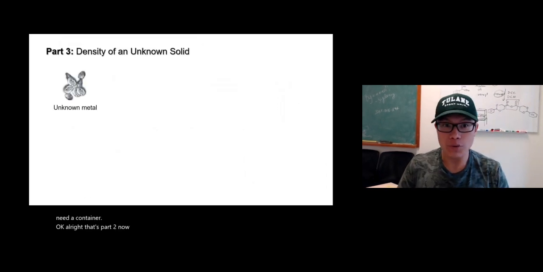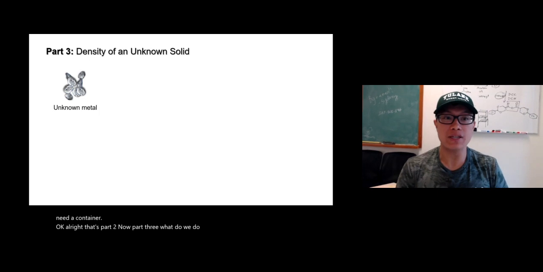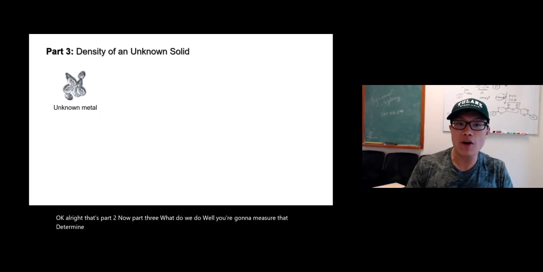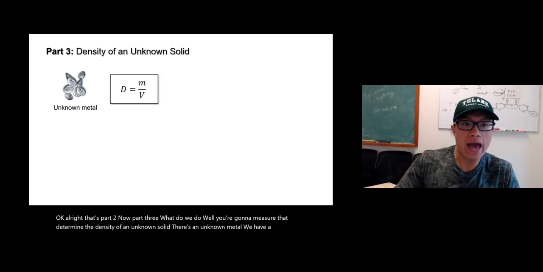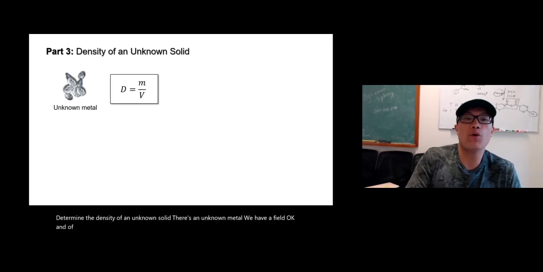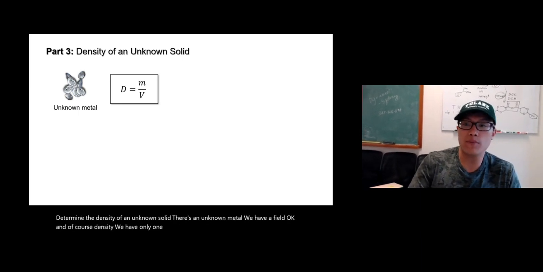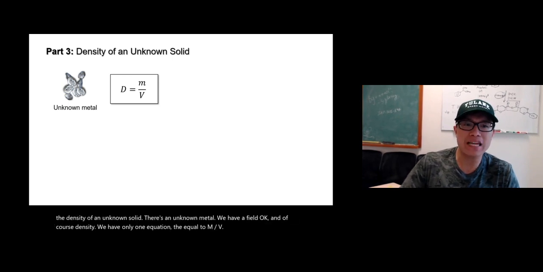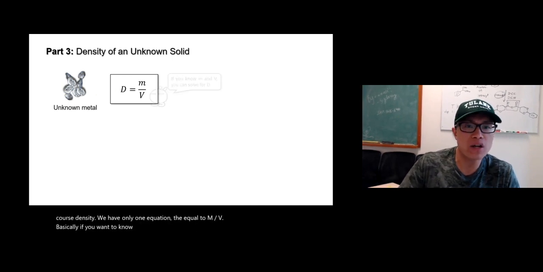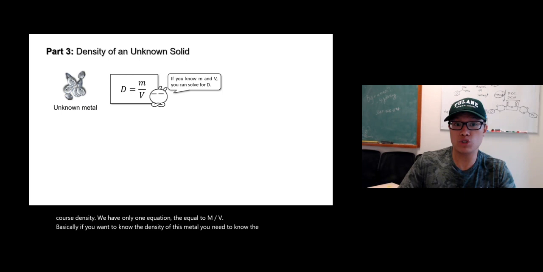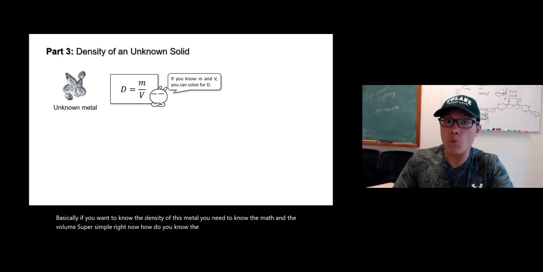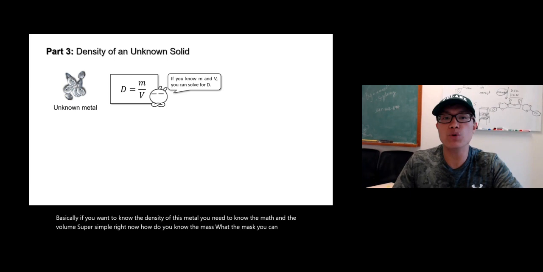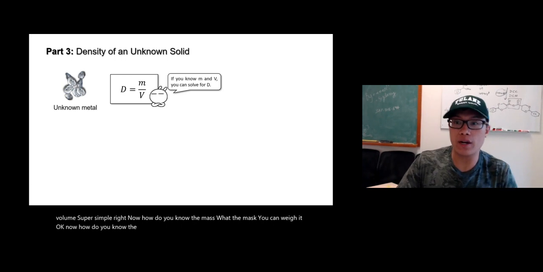Now part 3, what do we do? Well, you're going to determine the density of an unknown solid. That's an unknown metal. We have a few. Okay, and of course for density, we have only one equation, D equals M over V. Basically, if you want to know the density of this metal, you need to know the mass and the volume. Super simple, right? Now, how do you know the mass? Well, the mass, you can weigh it.